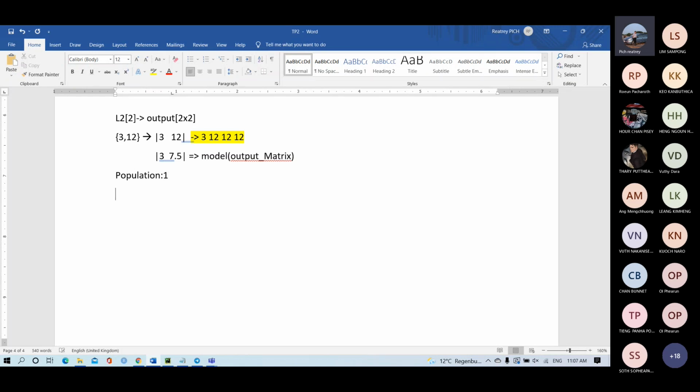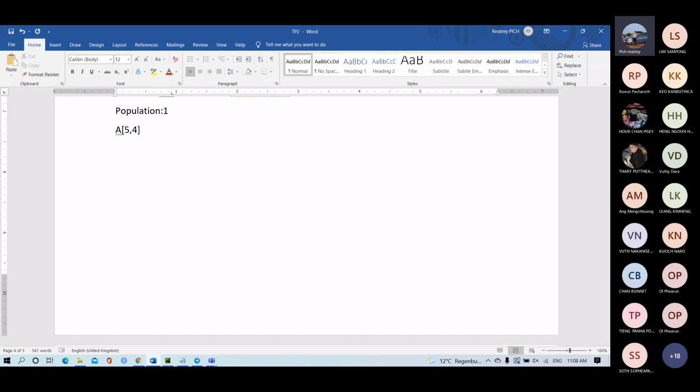Okay, population ones. When I have, for example, data A, a 5 by 4 matrix, and if you ask me about making looping, if you would like to learn not a flow as here, you can make the other flow: for I from 0 to 3, J from 0 to 3, ends.